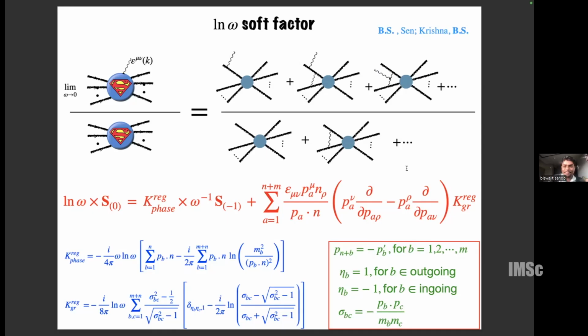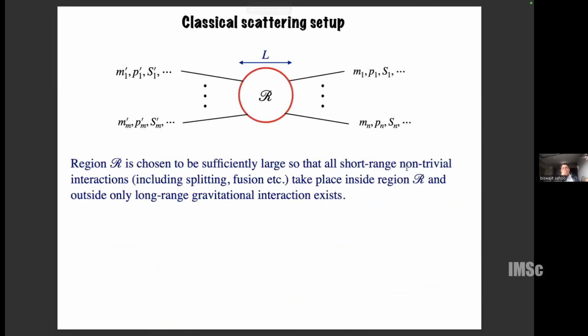Okay, thanks. Fine. So now I will come to the classical scattering event, and we'll try to relate how one can find gravitational waveforms for the classical scattering problem, starting from the quantum gravity soft theorem results. So for that, let me consider the following classical setup. This is just a classical astrophysical scattering setup, you can think.